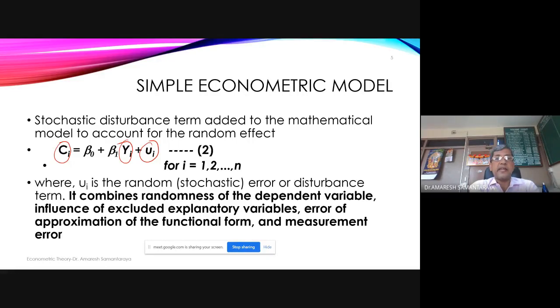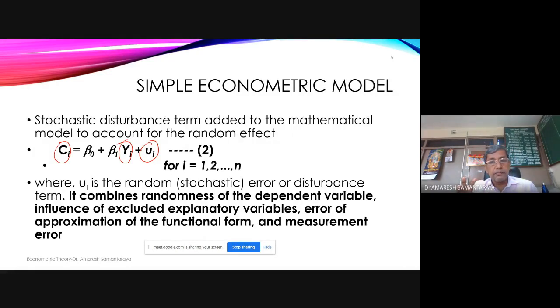Taste and preferences of an individual is an important variable. That is not included here. Now, if I count, there could be many. But among them, let us assume these three are important variables which should have been included but are not included in this model.